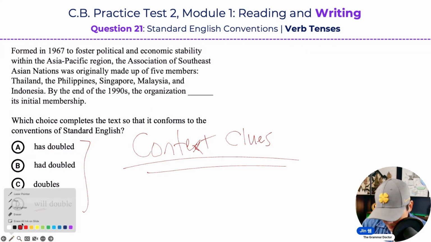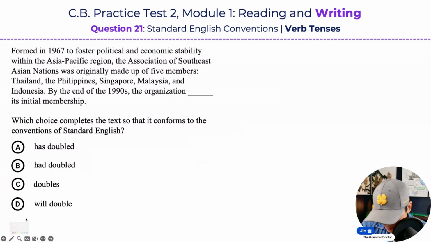So in this passage, it reads, "Formed in 1967 to foster political and economic stability within the Asia-Pacific region, the Association of Southeast Asian Nations was originally made up of 5 members: Thailand, the Philippines, Singapore, Malaysia, and Indonesia. By the end of the 1990s, the organization has doubled its initial membership."